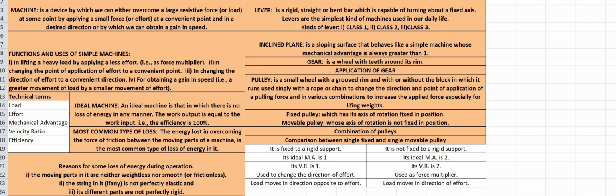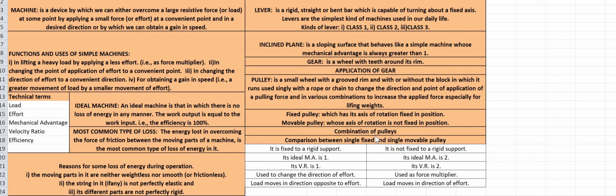What is a pulley now? A pulley is a small wheel with a grooved rim and with or without the block in which it runs, used singly with a rope or chain to change the direction and point of application of a pulling force, and in various combinations to increase the applied force, especially for lifting weights. The next question is, what are the types of pulley we have? That is fixed and movable. What is fixed? Which has its axis of rotation fixed in position. What is movable? Whose axis of rotation is not fixed in position.